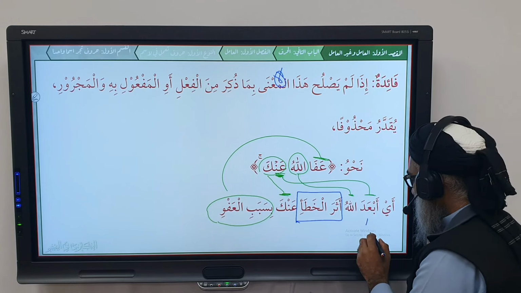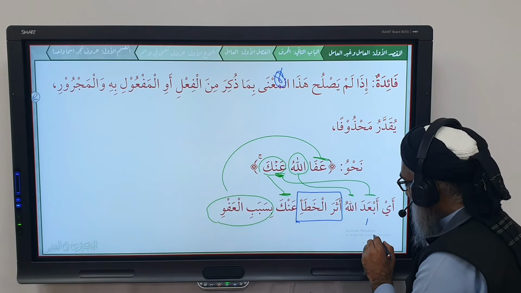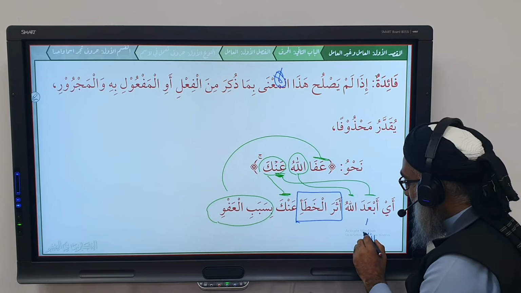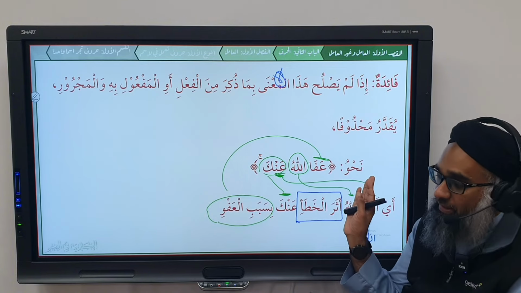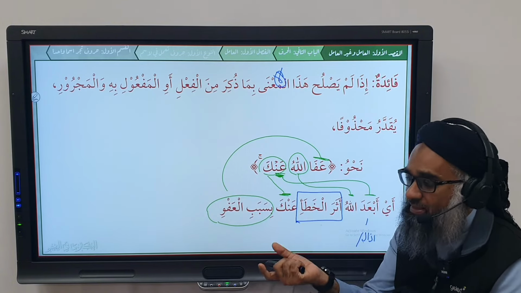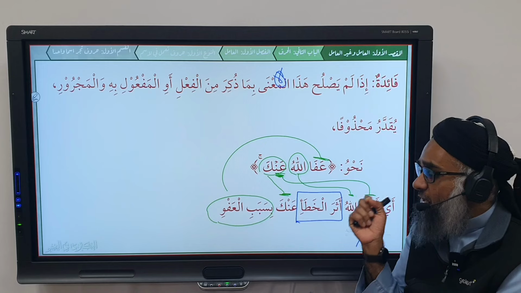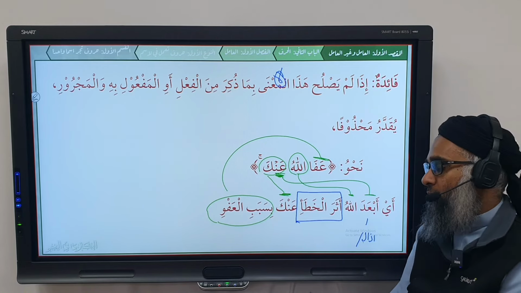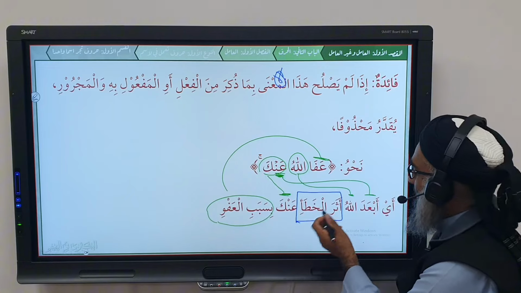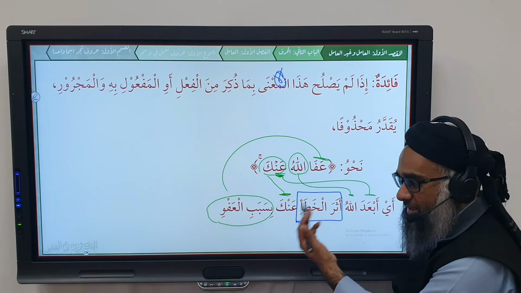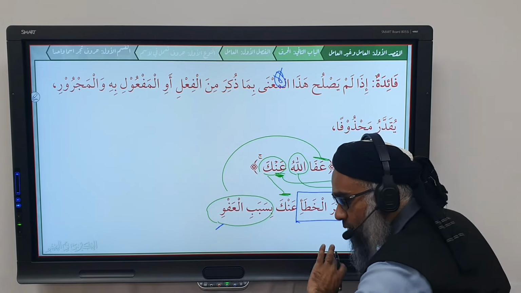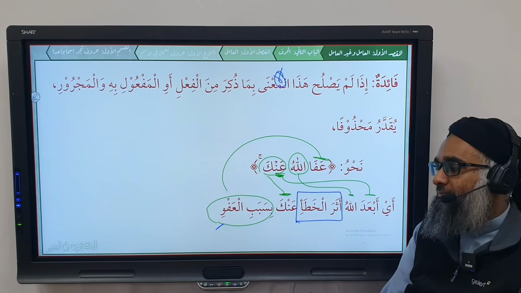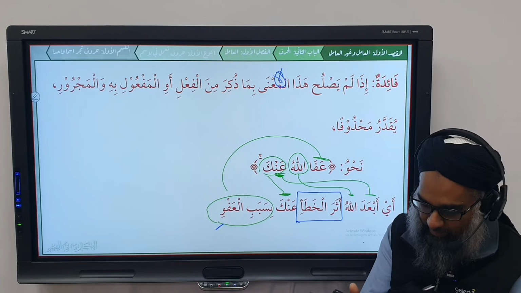So أبعد, أي أزال, remove. أبعد, أزال, wipe out. So Allah has wiped out, erased the remnants or the remains of any ijtihadi mistake you may have made because of him forgiving you. So Allah has distanced from you any remnants of any ijtihadi mistake because of his عفو, his wiping out, his erasing. You understand?